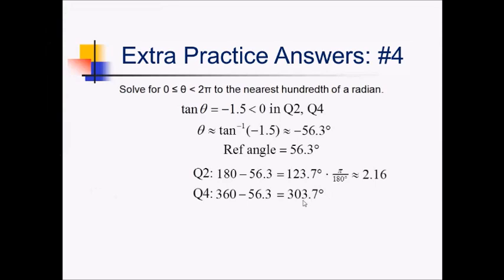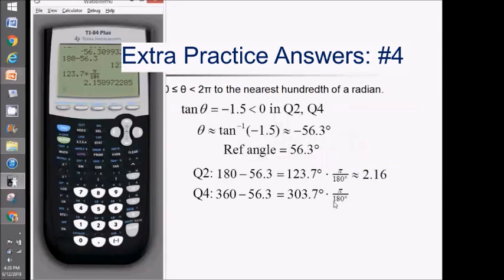And next I'll do 303.7 times pi over 180 on the calculator. I'm just going to go up and grab my input from before, because it's almost what I need. I'm just going to replace the degrees angle here with 303.7. And now press enter. We get 5.30 radians.